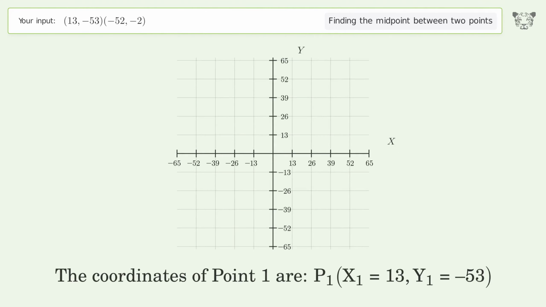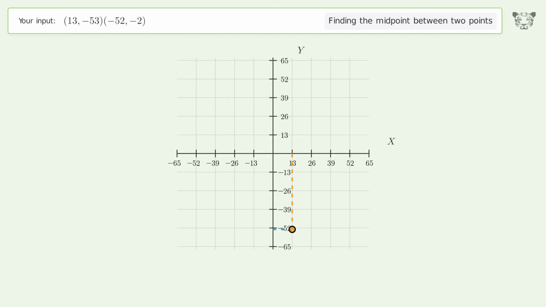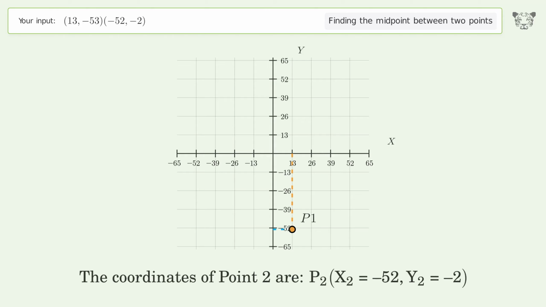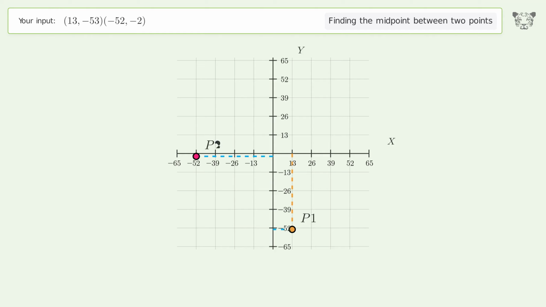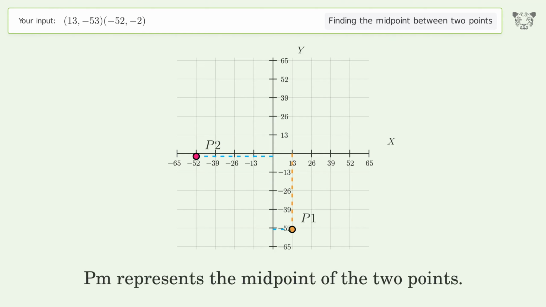The coordinates of point 1 are x1 equals 13, y1 equals -53. The coordinates of point 2 are x2 equals -52, y2 equals -2. PM represents the midpoint of the 2 points.